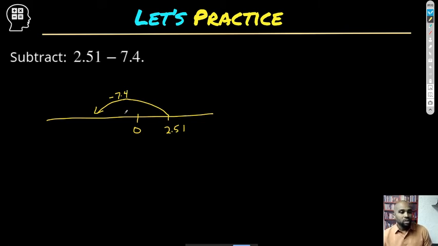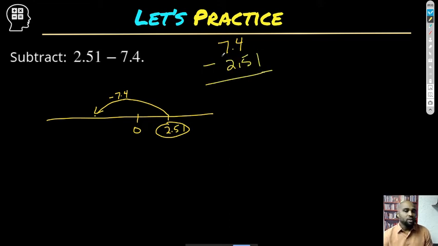Now, we know that the distance between 2.51 and taking away 7.4 is going to stay the same no matter what. So if I said 7.4 minus 2.51, it's still going to give me the same answer. I just need to remember that the answer is going to be negative because it's not actually 7.4 minus 2.51, it's 2.51 minus 7.4, which is going to give me a negative answer. So you just got to remember that, switch those, and then subtract.